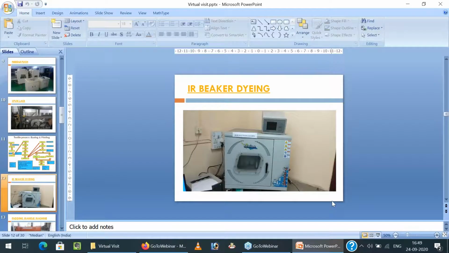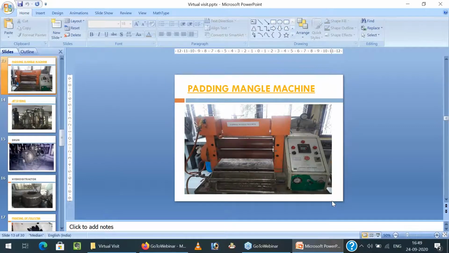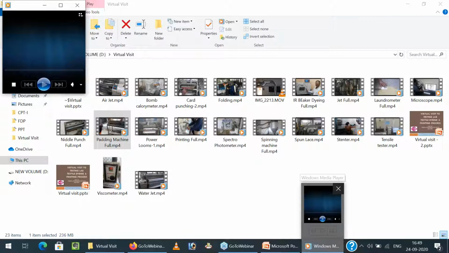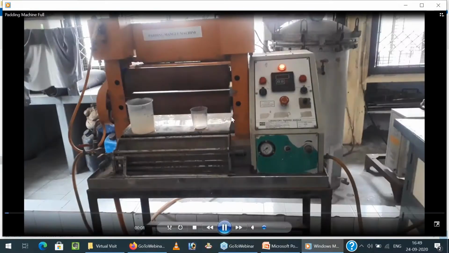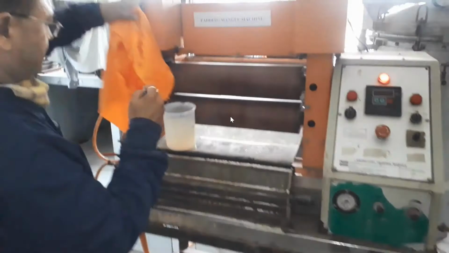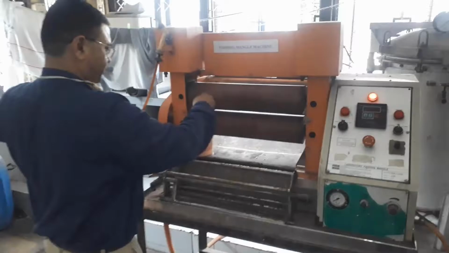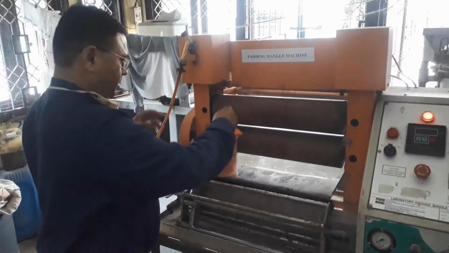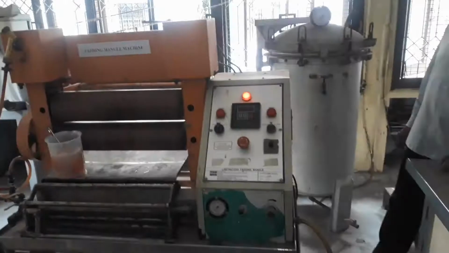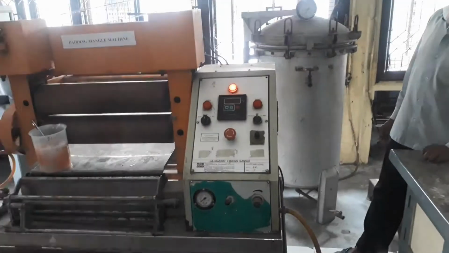Now, what is next? Padding mangle. Padding mangle is used at many places. It is also used for continuous dyeing, where dye solution is impregnated. But here we are showing you the finishing of a dyed sample. So this is a dyed, I suppose, polyester fabric, and he is immersing or dipping it in a finishing agent. It may be a softener, I suppose.